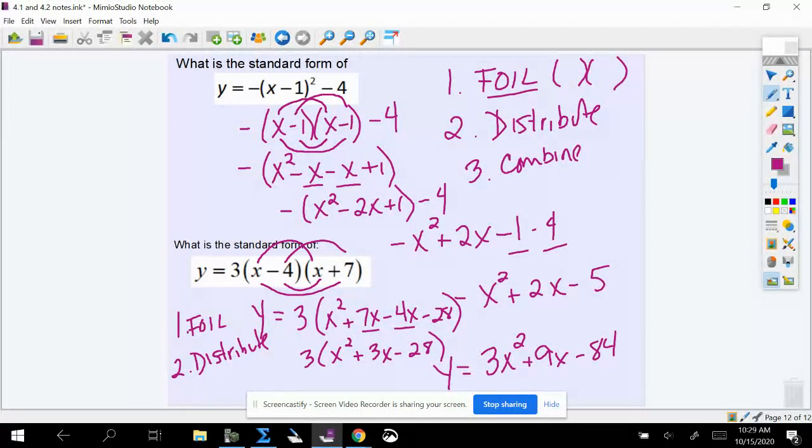and you want to go to standard form. It only takes 2 steps. You FOIL those 2 factors, those 2 binomials, and then when you're done with that, you're going to distribute whatever is in the very front. And that is the end of 4.2 and standard form.